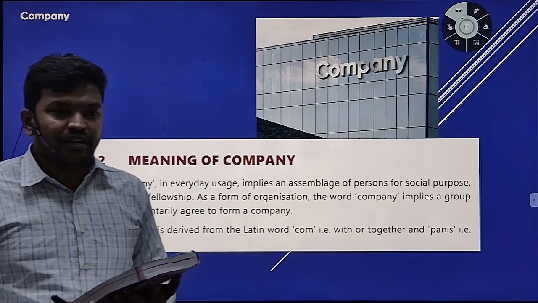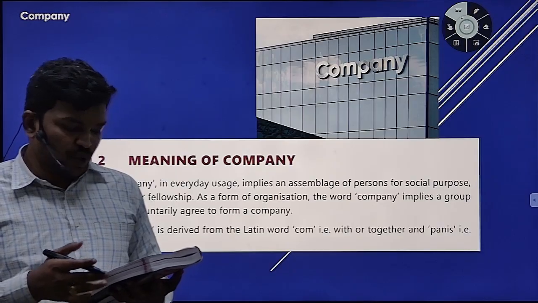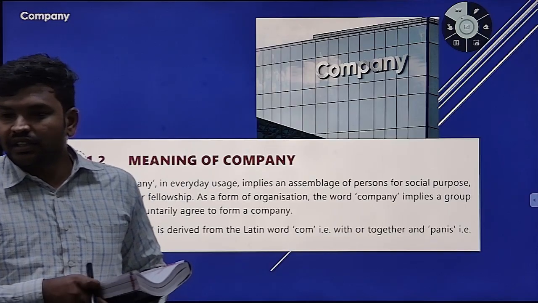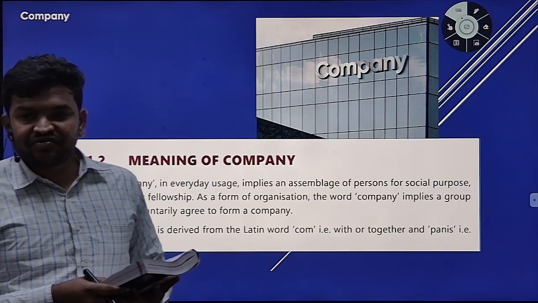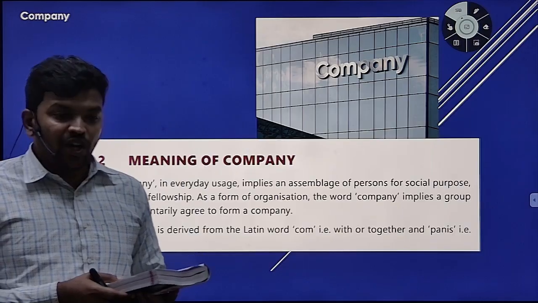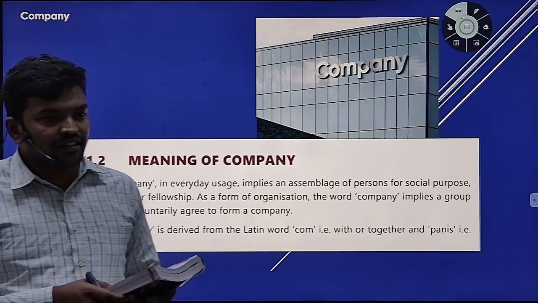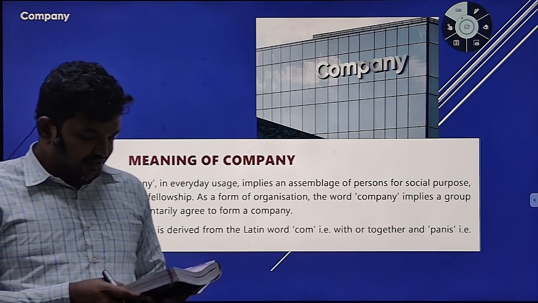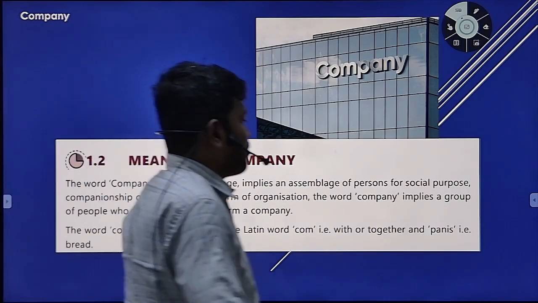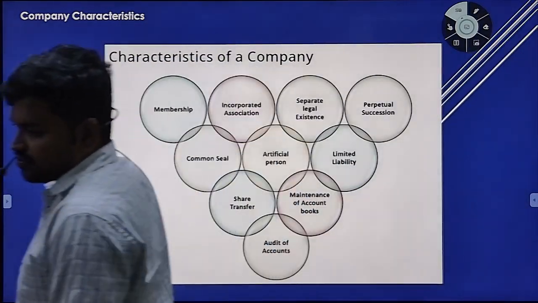A company is an abstract person, invisible, intangible and existing only in contemplation of law. समझ गए? You cannot see this company, only law में exist करेगा वो कंपनी, है कि नहीं? I'll explain the details, characteristics of this company in detail. These are the characteristics of a company.